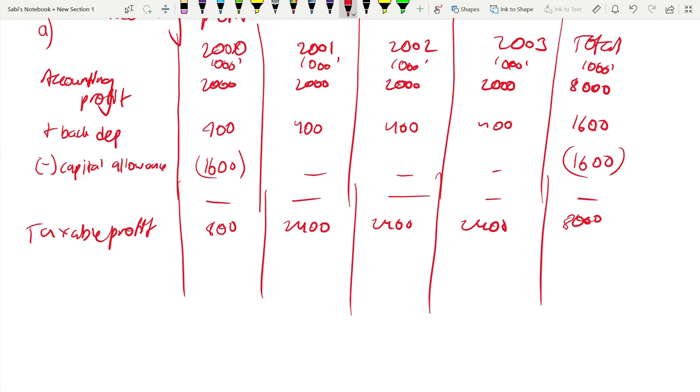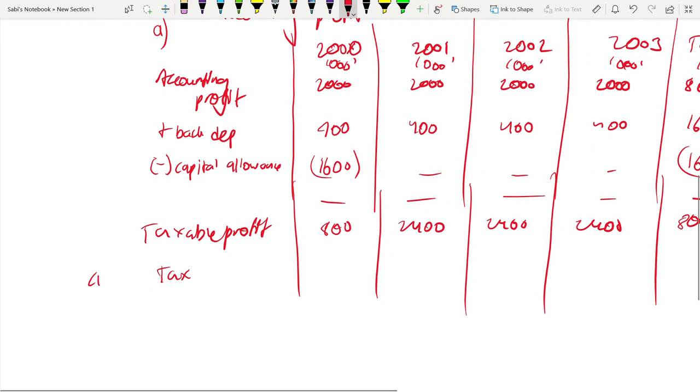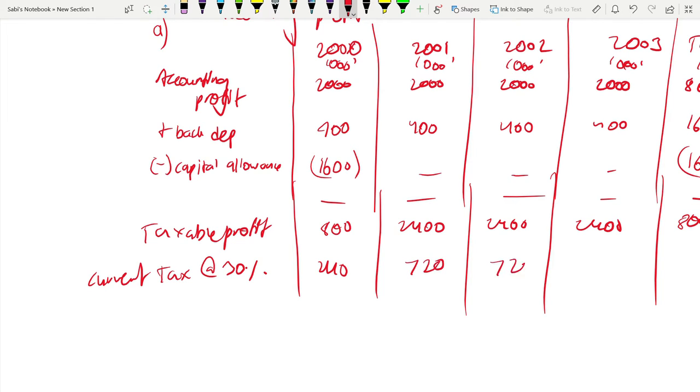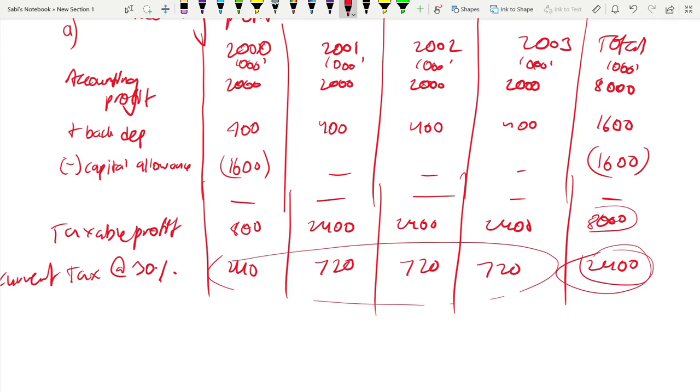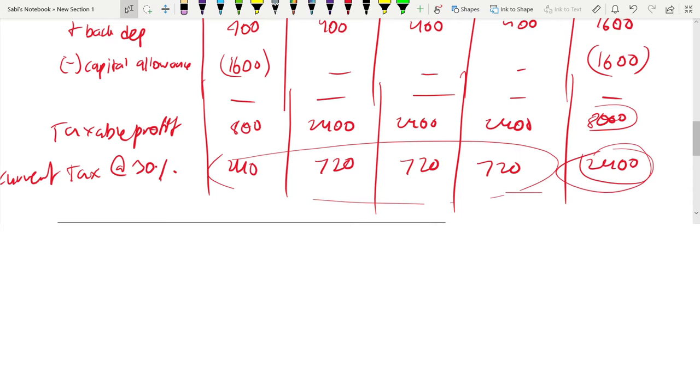Now tax. Remember, this is current tax. So write current tax at 30%. Whether it is deferred or current tax, both are at 30%. So 30% of 800 is 240, then 720, 720, 720. If you add it like this, you should get 2400. If you take 30% of 8000, you should still get 2400. That means you get it both ways: if you add downwards and across, 2400.